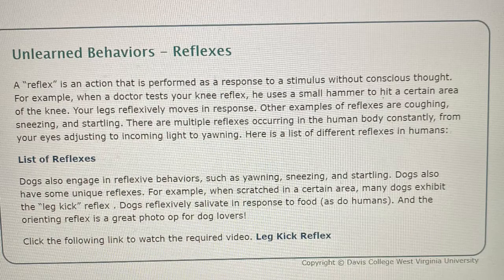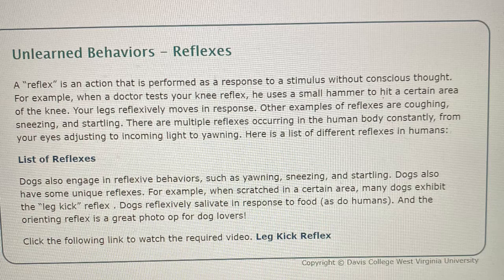Unlearned behaviors. Reflexes. A reflex is an action that is performed as a response to a stimulus without conscious thought. For example, when a doctor tests your knee's reflex, he uses a small hammer to hit a certain area of the knee. Your legs reflexively move in response. Other examples of reflexes are coughing, sneezing, and startling. There are multiple reflexes occurring in the human body constantly, from your eyes adjusting to incoming light to yawning.